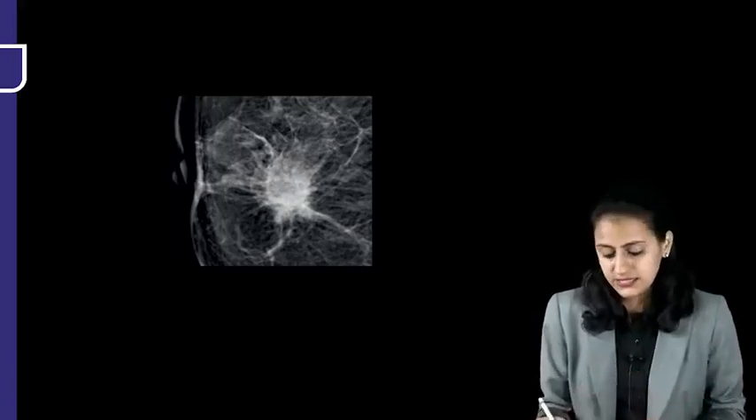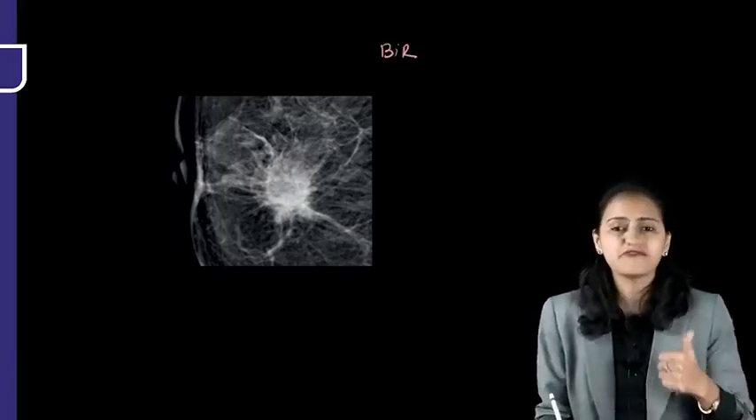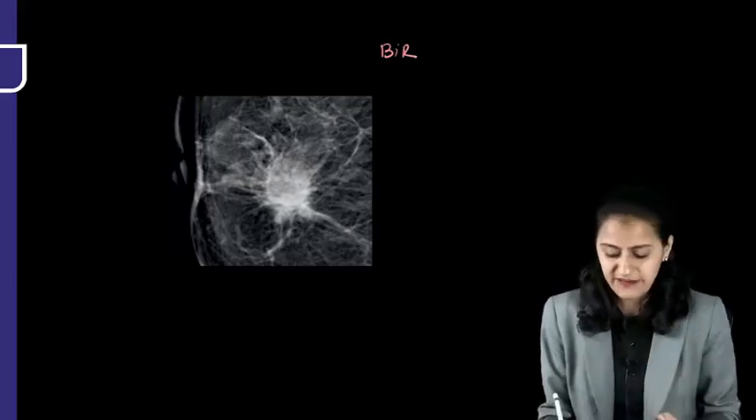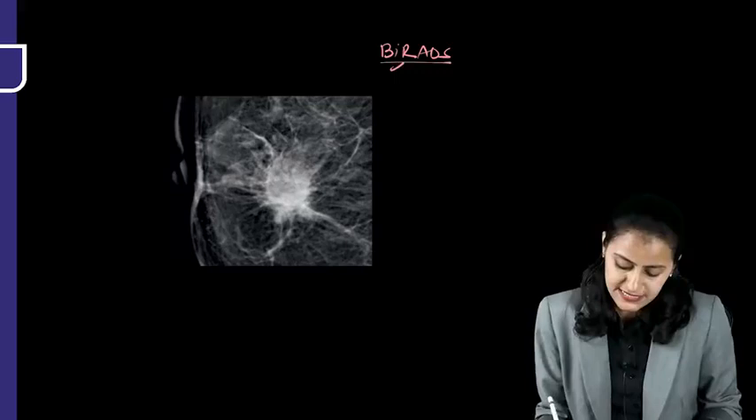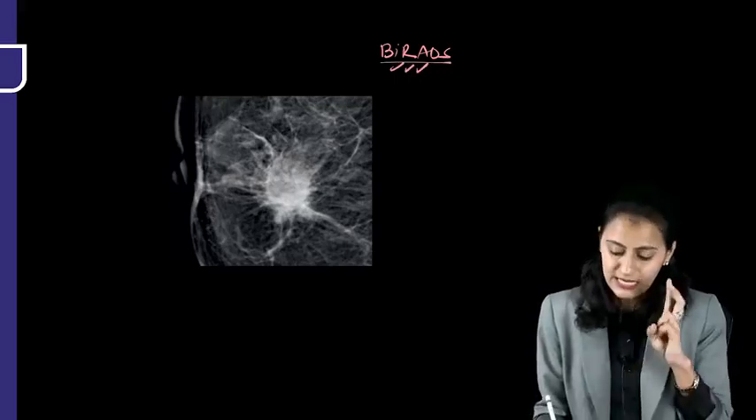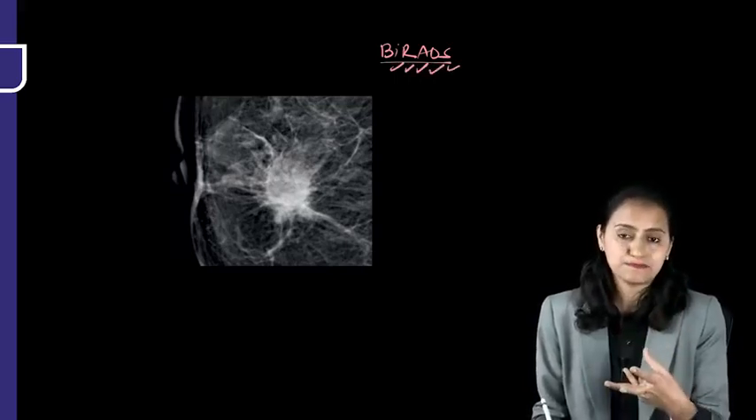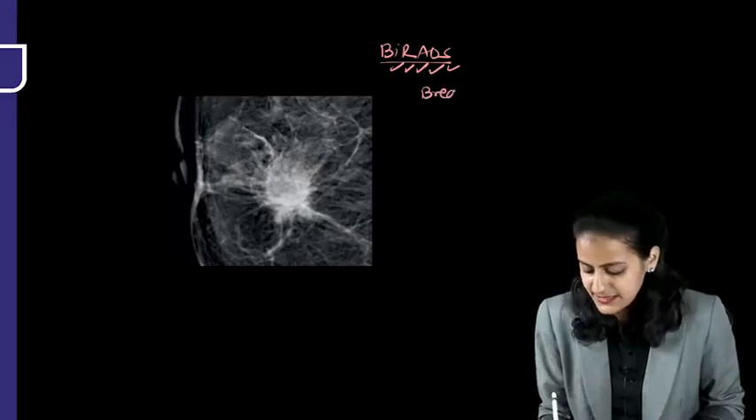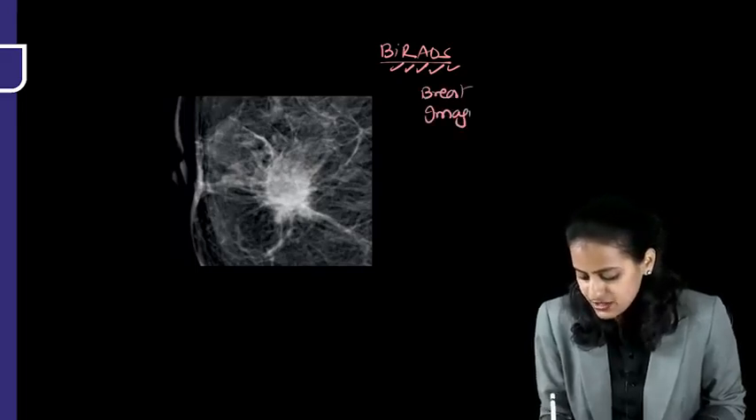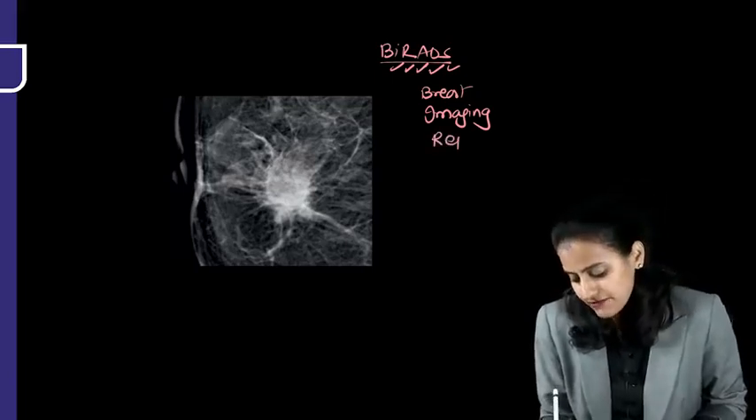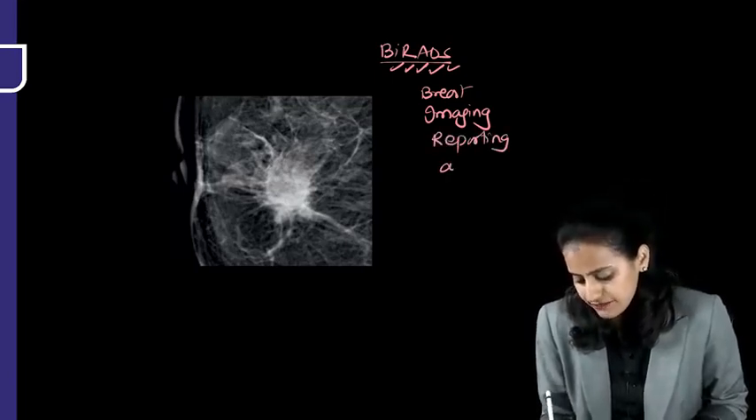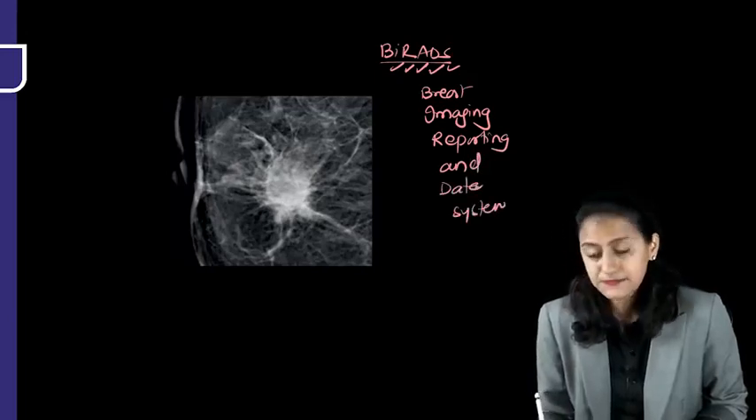What BI-RADS is it? For a lesion on mammography, on ultrasound, or on MRI, we have this BI-RADS lexicon. What is the full form of BI-RADS? Breast Imaging, Reporting and Data System. Right? So remember that BI-RADS is breast imaging: we take the images, then we have reporting, make a report of that, and store it as data, that is the data system.